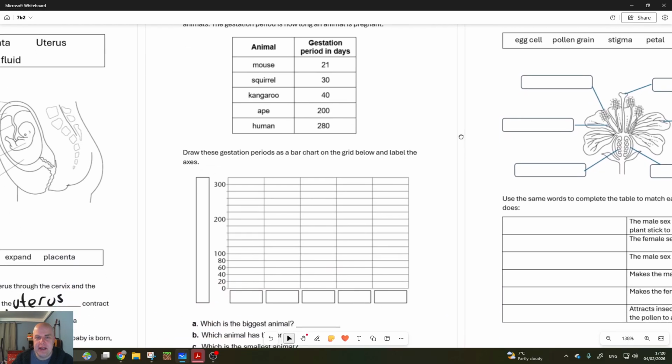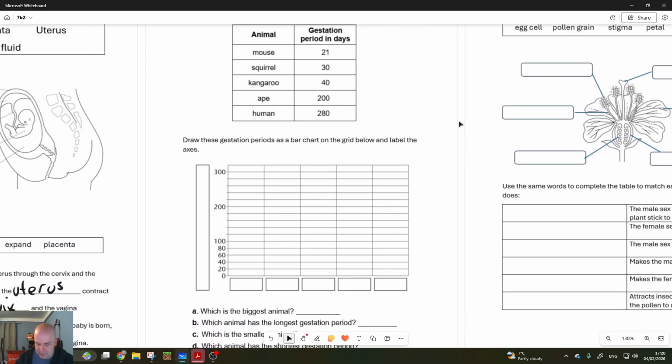Now, here we have a drawing of a graph. So we've just basically got to plot the bars, okay? Now this is very difficult on this pad, but that's a mouse. Squirrel is 30, so it's something like that. Kangaroo, on the other hand, is 40 days. So our bar will be there. That will be for a kangaroo.